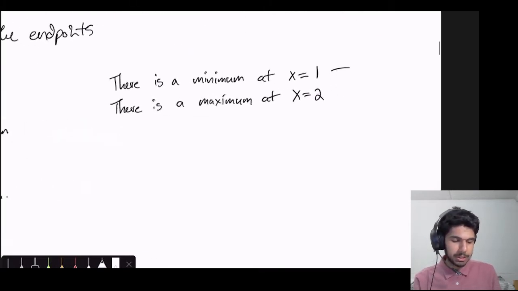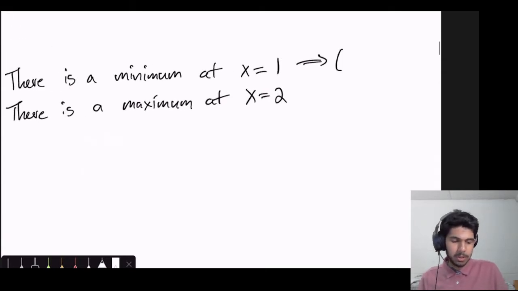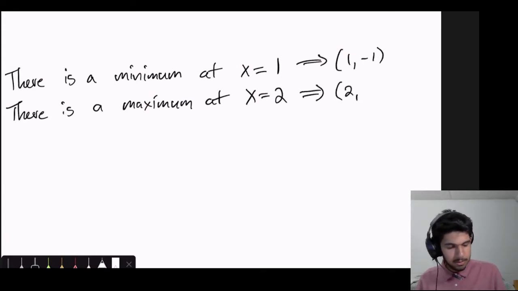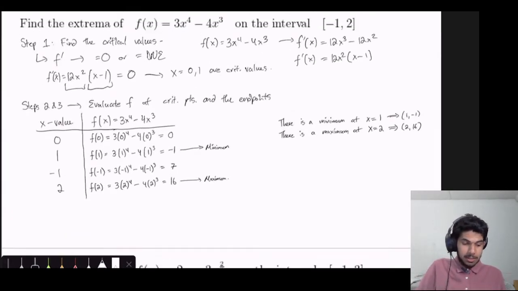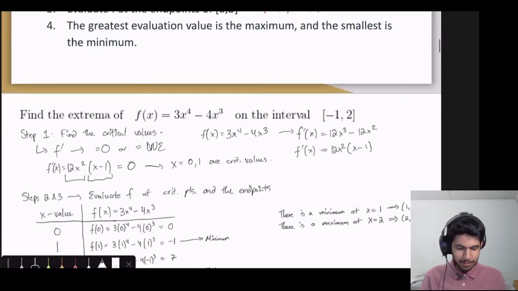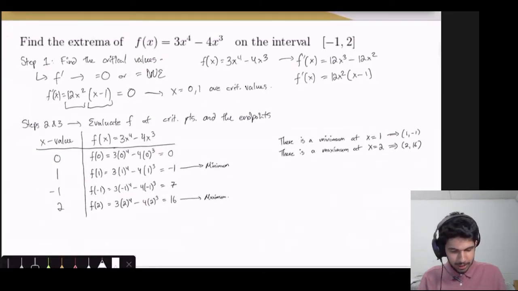And if we wanted to be really special, we could just say what those coordinates are. So this would be 1, -1. This would be 2, 16. But yeah, that is finding the minimum and maximum of a function on an interval. So it's just a very step-by-step process. I realized I didn't do step 4, but I didn't label it. I'll just do that here, so that we can see it visually. But yeah, that's basically it.